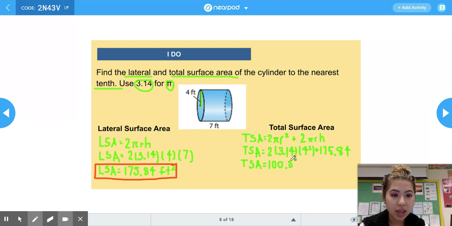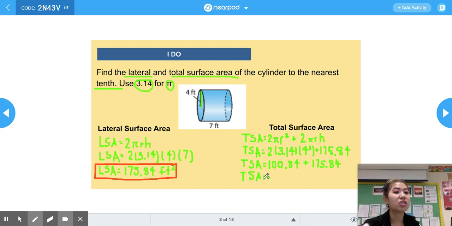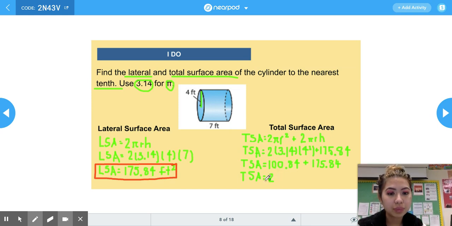And then we still have to add the 175.84. So once we add 100.84 plus 175.84, we get 276.32.